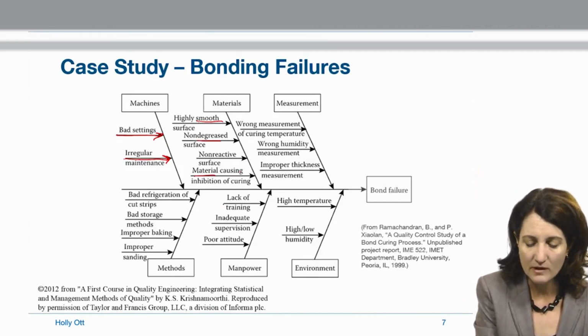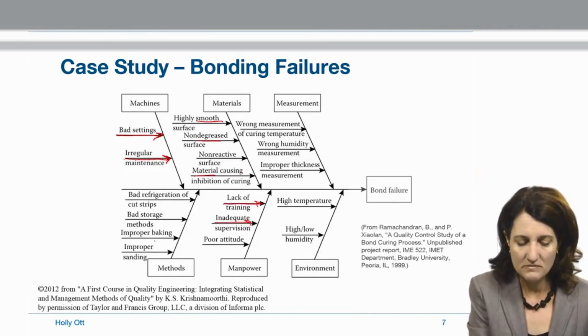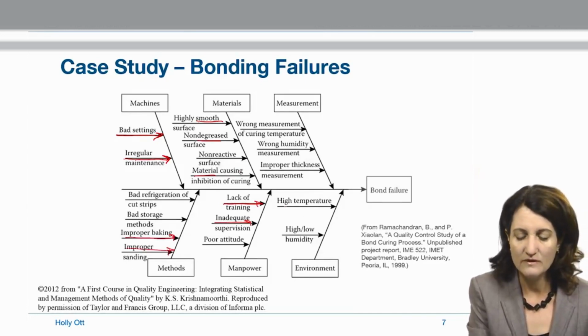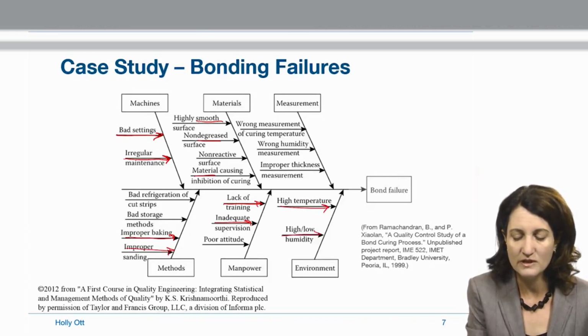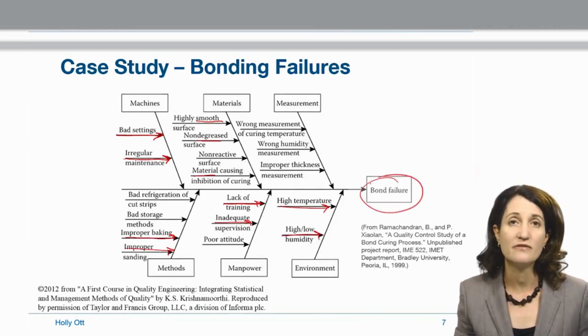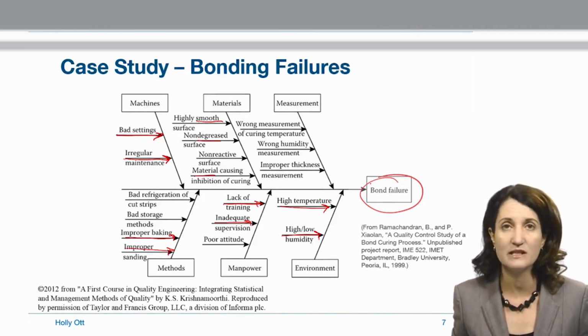Could the manpower, could there be lack of training, inadequate supervision? Was the baking method improper? Was the sanding method improper? Environment, was the temperature wrong? Was the humidity wrong? So all of these result in a bond failure. So you can see how creative this can be, and it doesn't have to be perfect, but you get all the ideas into the diagram.